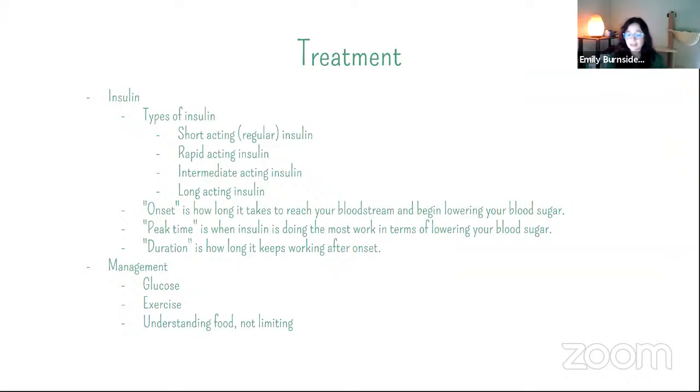So now moving on to the management of type 1 diabetes. In addition to taking insulin, this includes managing your low blood sugar. As we've talked about, managing low blood sugar is done by taking a quick sugar, such as juice or glucose tabs. And exercise is also important to the management of type 1 diabetes.